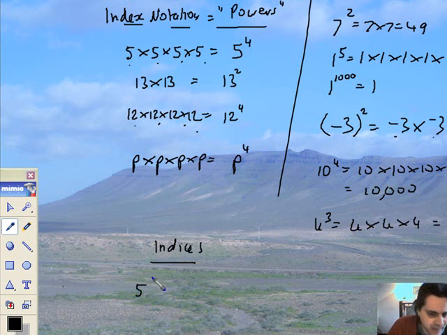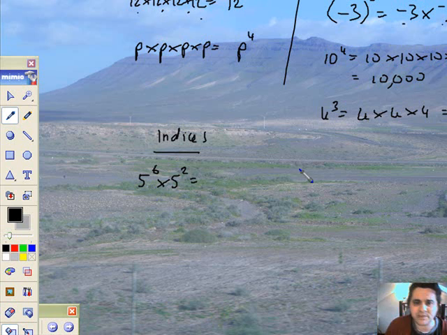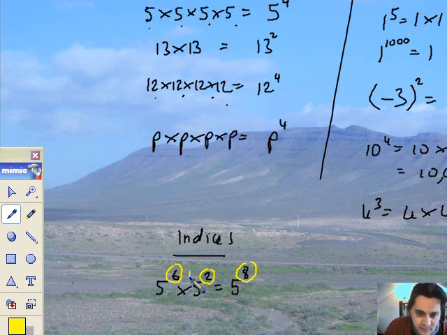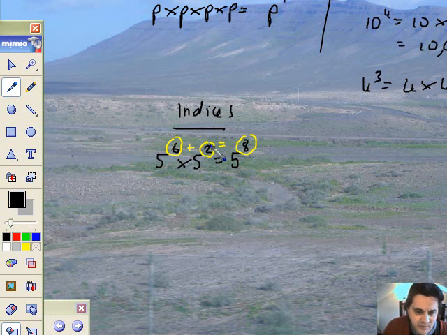I've got 5 to the power of 6 times 5 to the power of 2. In other words, I've got 6 5s all multiplied together, and then multiplied by another 2 5s multiplied together. Altogether, I've got 5 to the power of 8. So the simple rule is, you take the 6, add it to the 2, and you've got 8. So I've got a little plus there and a little equals. You don't have to show this in the exam, honestly, but this is what your brain should do. 6 plus 2, power of 8.